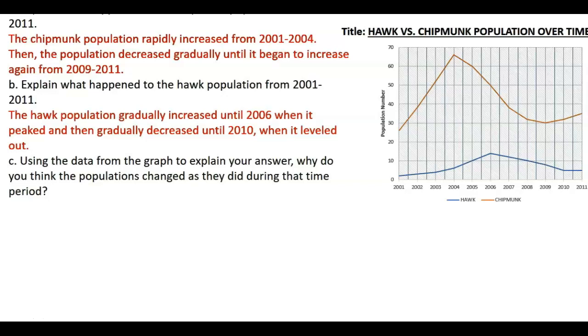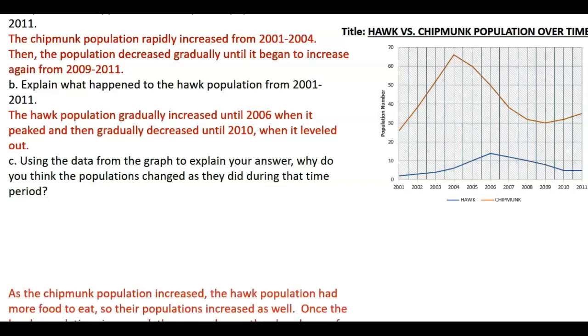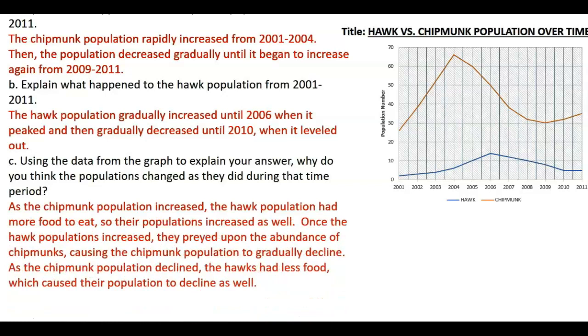Using the data from the graph to explain your answer, why do you think the populations changed as they did during the time period? As the chipmunk population increased, the hawk population had more food to eat, so their populations increased as well. Once the hawk populations increased, they preyed upon the abundance of chipmunks, causing the chipmunk population to gradually decline. As the chipmunk population declined, the hawks had less food to eat, which caused their population to decline as well.